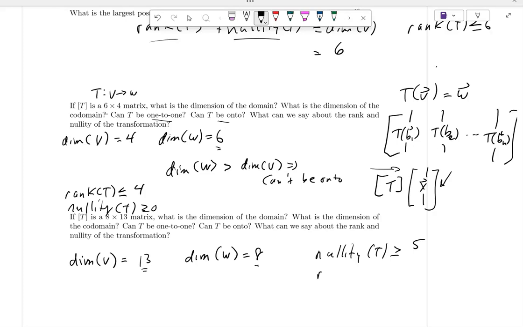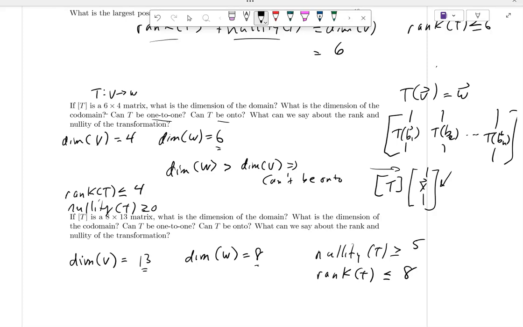Because what does your rank have to be less than or equal to? 8, right? Remember, your rank is the dimension of the range. Where does the range live? In the domain or in the codomain? Codomain, right? So the range can't get any bigger than your codomain. So your rank can't be any bigger than the dimension of your codomain. So your rank is always less than or equal to 8, no matter what.